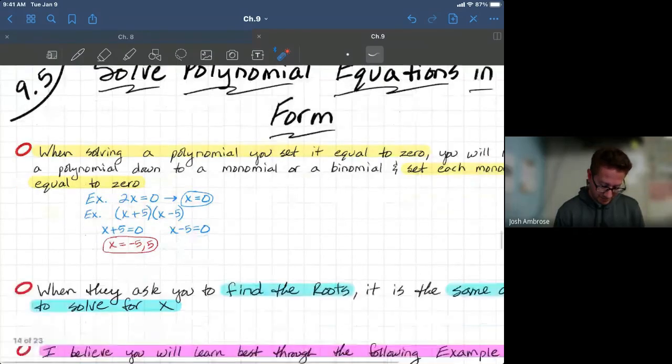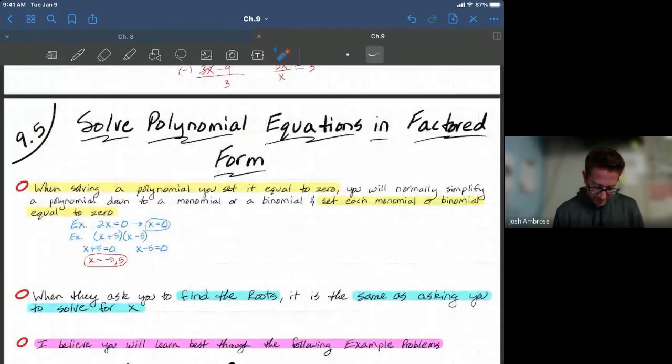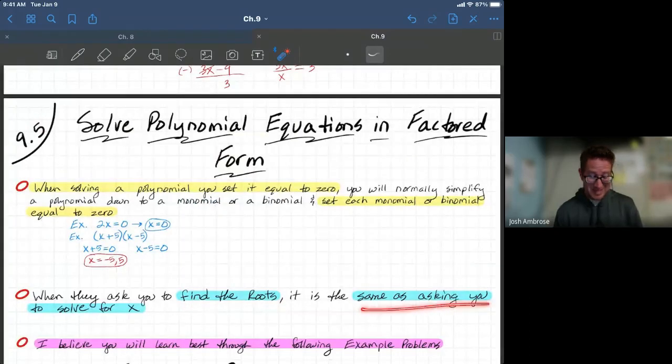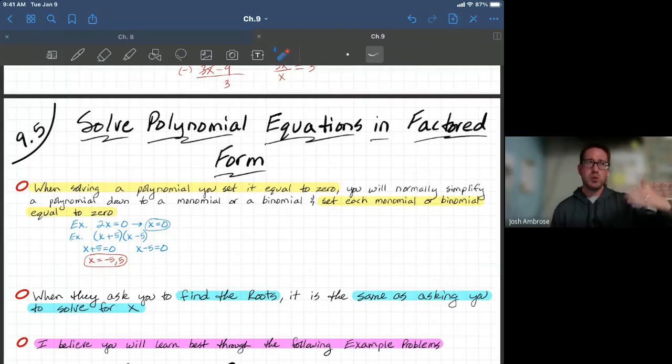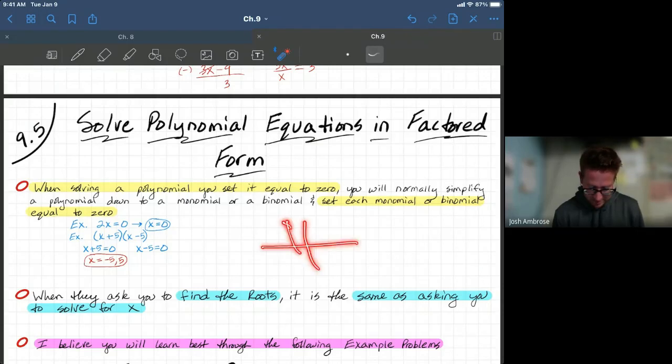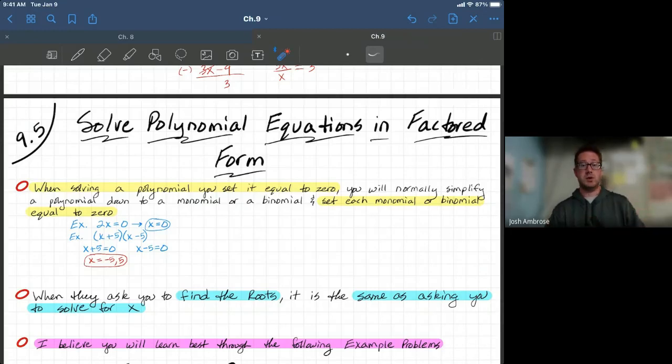Now, the next thing, if they ask you to find the roots, that's the same thing as asking you to solve. So if you think of the roots as if you were to graph it, it's where it would cross the x-axis. So if I'm drawing a graph and it creates this type of shape right here, notice how it would cross in 2 spots. Like if I were to graph that, it would cross in 2 spots. I'd have 2 answers. There'd be 2 solutions. That's another way of saying I'd have 2 roots.